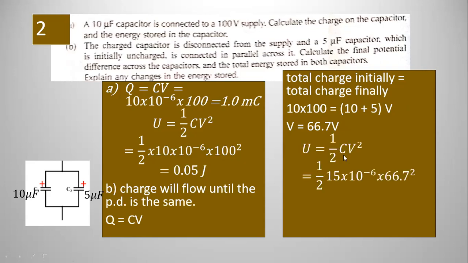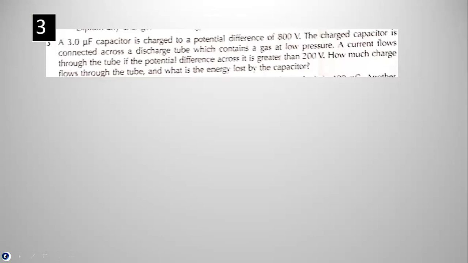Then energy stored, right? Same formula, except now you use the resultant capacitance, half C V squared. These two add together to 15. Convert it. This one you must convert already because you want to use SI units. And then that is the potential. Then you get that. So energy is lost in the wire, the difference. Okay, go back again.